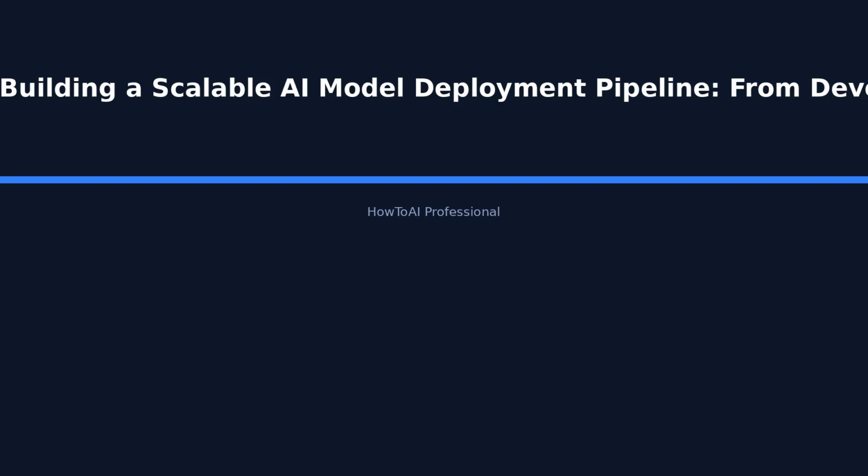Step 1. Define your goals and requirements. The first step in building a scalable AI model deployment pipeline is to clearly define your goals and requirements. Before you even begin developing your model, it's crucial to understand the business problem you're trying to solve.